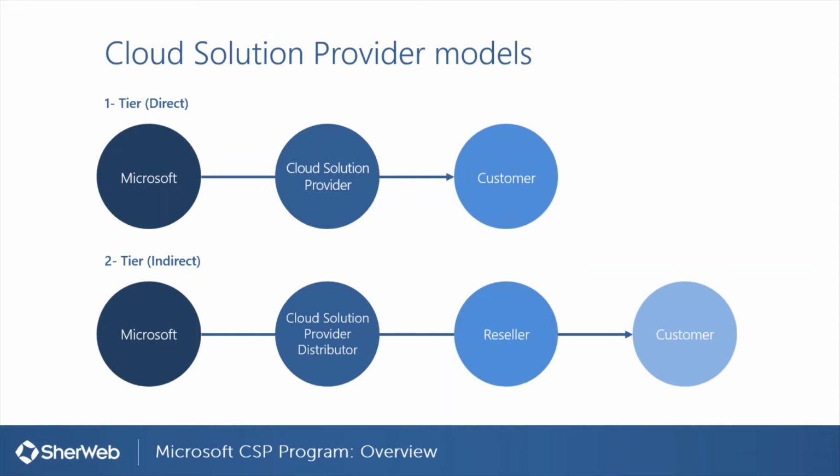So we have a set of partners that are cloud distributors, SherWeb being one of them, and in this case, you're now an indirect seller through SherWeb. You get the same benefits of the CSP program, and you can literally sign up and start transacting immediately through SherWeb.